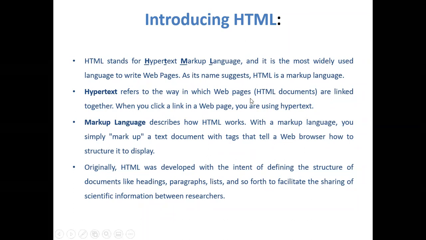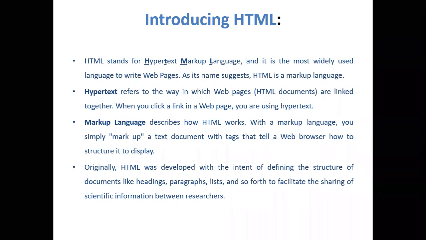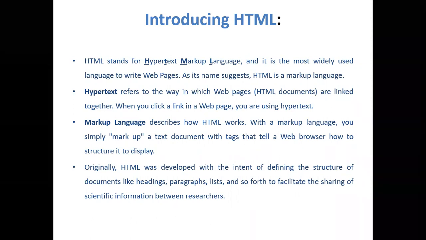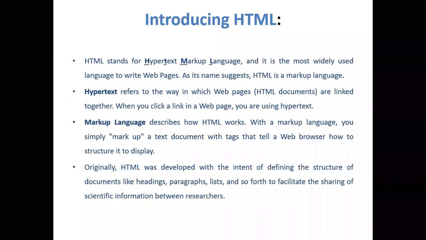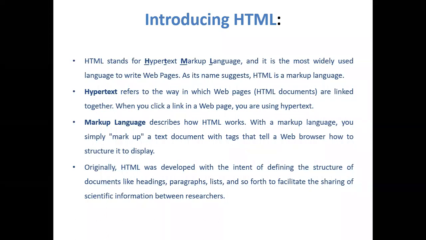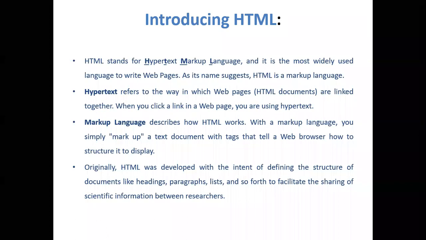A couple of things to remember. First, the full form of HTML. Hypertext refers to the link you are providing. Assume two pages are there, A1.html and A2.html. You can provide a link from A1 to A2 and from A2 to A1. That is what is called hypertext. So you're giving a text which is a link.